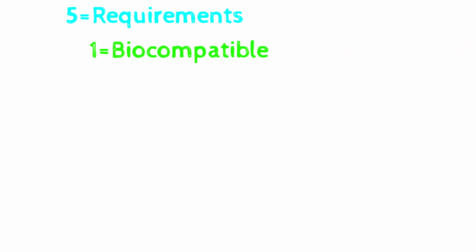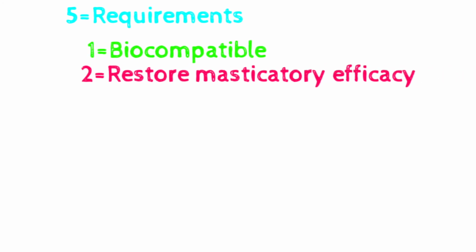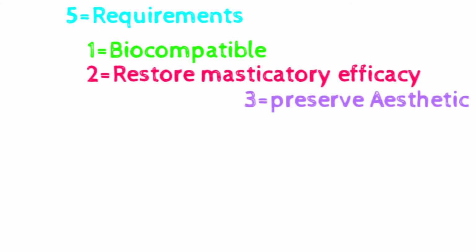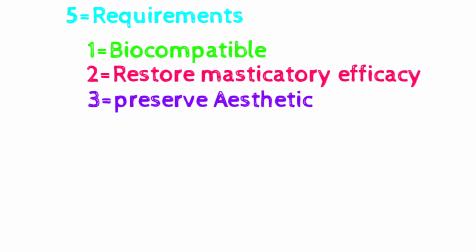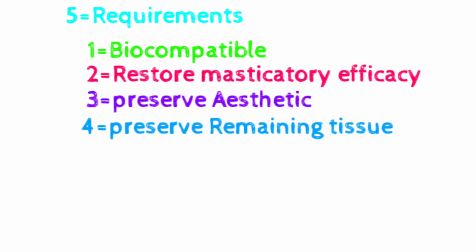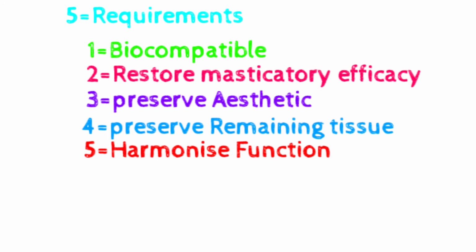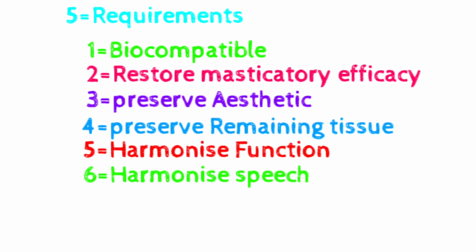Now come to the requirements of immediate denture. The first requirement of immediate denture, it should be biocompatible with the tissue. Second, it should restore masticatory efficacy. Third, it should preserve aesthetics. Fourth, it should preserve remaining tissue. Number 5th, it should harmonize the function. And number 6, it should harmonize the speech of the patient. These are the requirements of immediate denture.